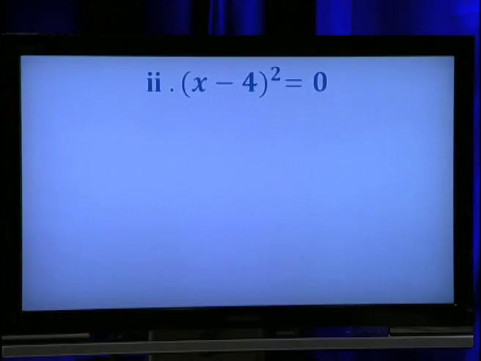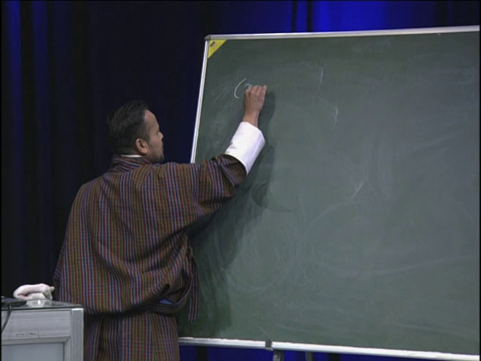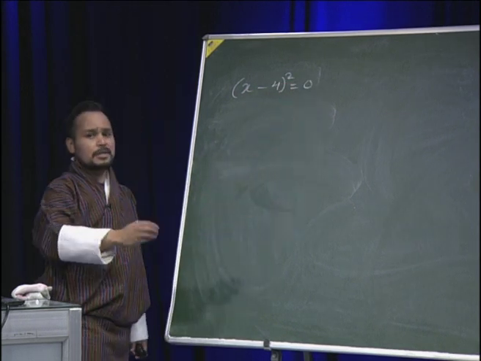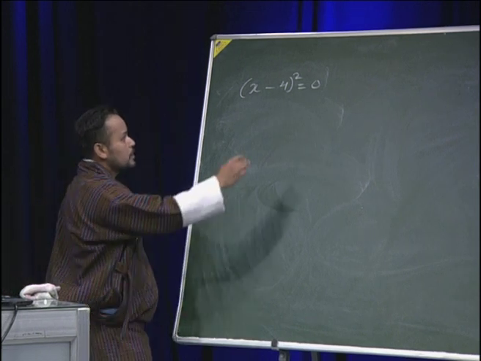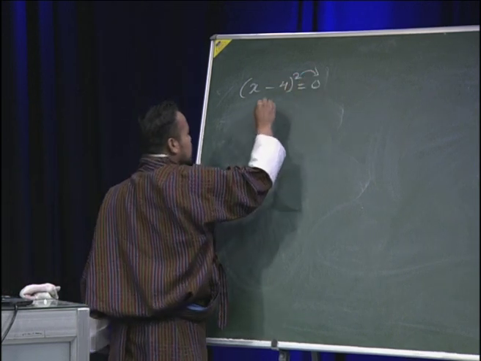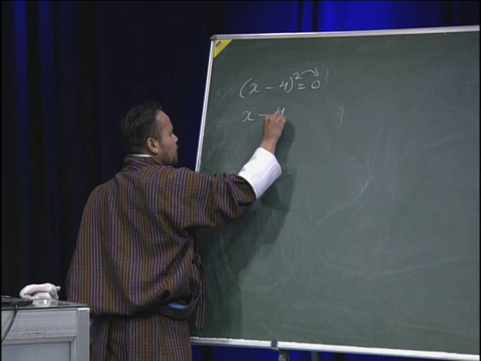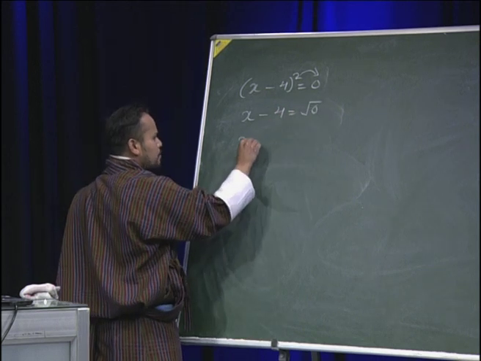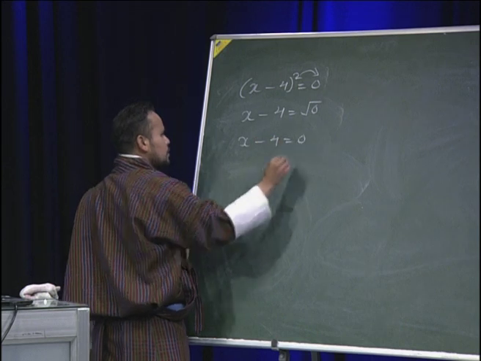Example 2, I have (x minus 4) whole square is equal to 0. Let me solve this quadratic equation. (x minus 4) whole square is equal to 0. Similarly, to solve this question, first you take the square to the other side. When I take this, x minus 4 will be equal to root of 0. To find the value of root of 0, x minus 4 will be equal to 0.